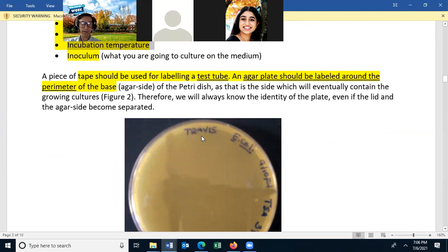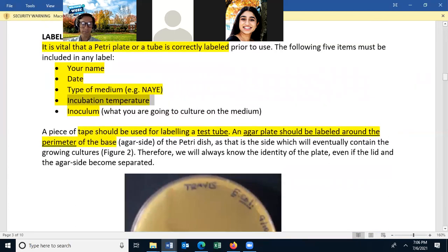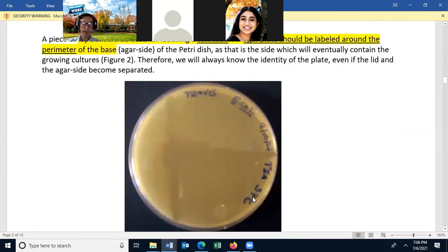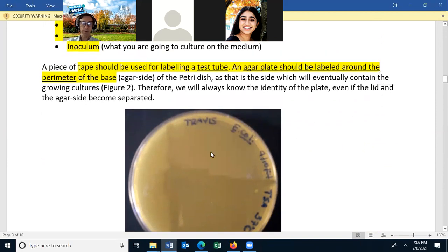Like this is Travis, and there's the date, right there. And this is the media, TSA, and he's got the temperature that he grew it at, 37 degrees. And then this is what he grew, E. coli. If you don't know what you're growing, you then say something descriptive about what it is. Like if you're growing organisms you got from the air, you would write something like air or air culture. But all the others are pretty straightforward. Any question about that?